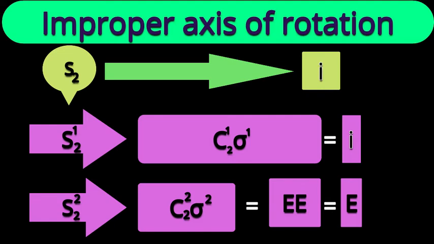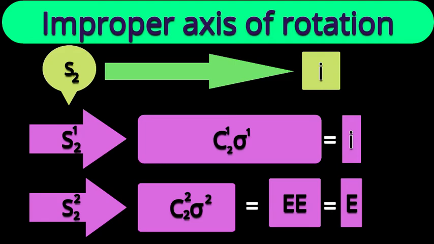Since S2^1 is equal to i, we say S2 is a center of inversion. But the center of inversion we already represent. It is a convention. If inversion is present, we represent i. So S2 need not be represented. If the plane we have considered, then S1 we are not representing. If inversion we have already considered, it is a convention that inversion we consider, then this S2 is also not to be represented. So in the true sense, the application of the improper axis of rotation starts from the next order, that is the third order.